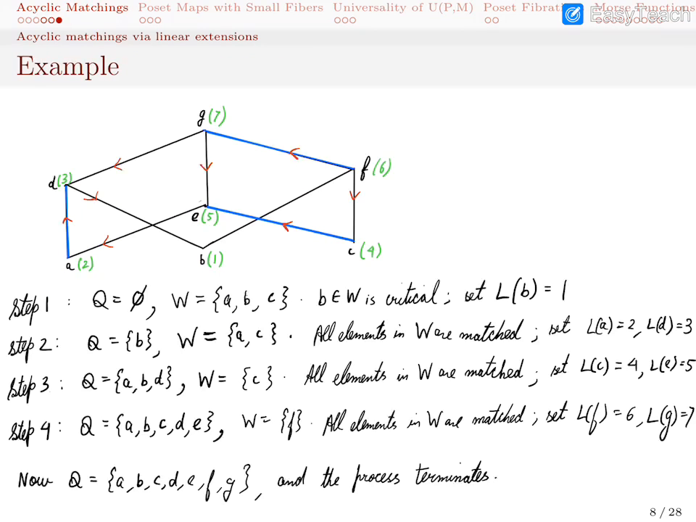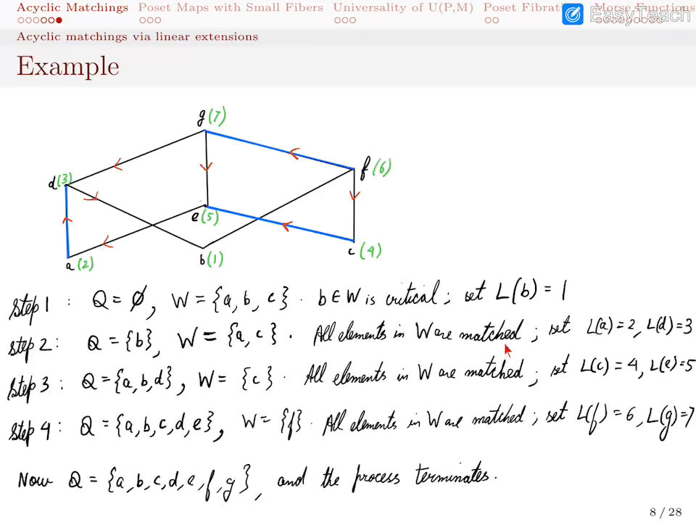So I will just demonstrate this by a short example. Consider this poset whose Hasse diagram looks like this, and these blue edges are matched. Then at step 0 you have Q is the empty set, and W, the set of minimal elements, is just A, B, C. Then you see that B in W is critical, right? It's not part of any matched edge, and therefore L of B is 1. Next B goes away, so Q is {B} and W is just A and C, the minimal elements of this 6 element subposet.